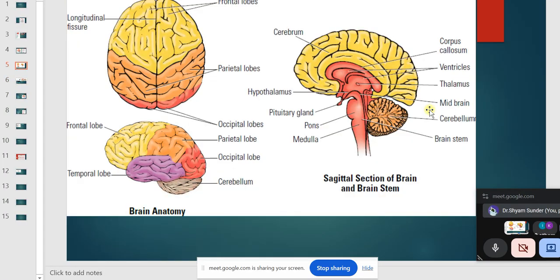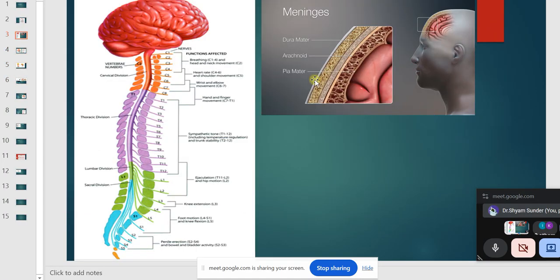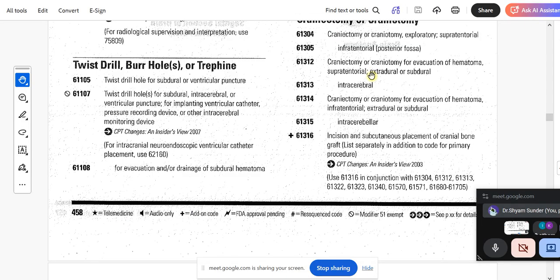What did we discuss in the very beginning? There are meninges, right? Dura mater. Above the dura mater, that is called extradural. Below the dura mater, that is called subdural. If the hematoma, blood collection, can be under the dura mater or above the dura mater, right? That's what they're referring to. Either extradural or subdural.